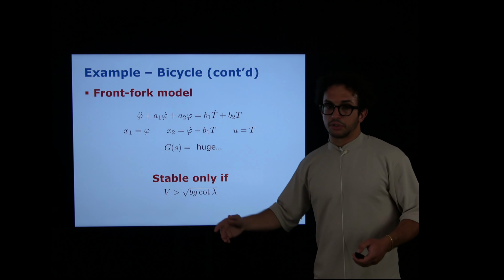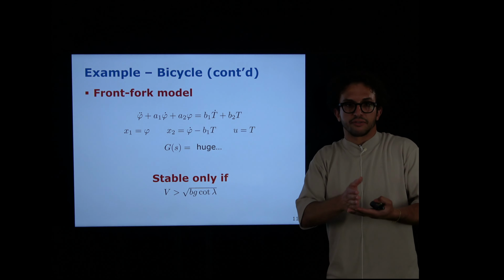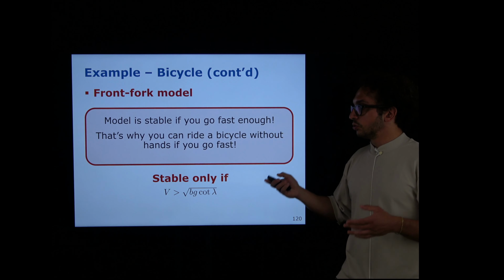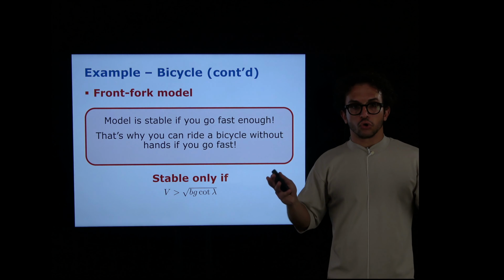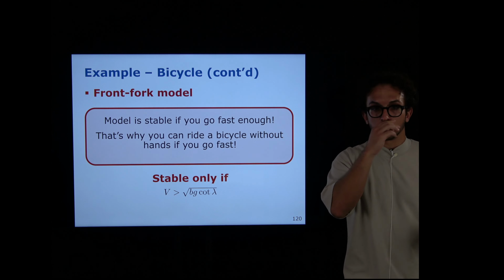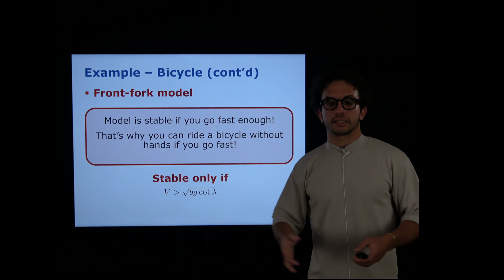This is called self-alignment velocity, which actually self-aligns the bicycle. And it means that you will not fall down without applying any torque, without putting your hand on the handlebar. So you can ride a bicycle without hands if you go fast.